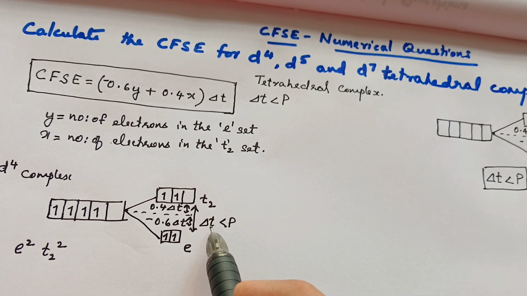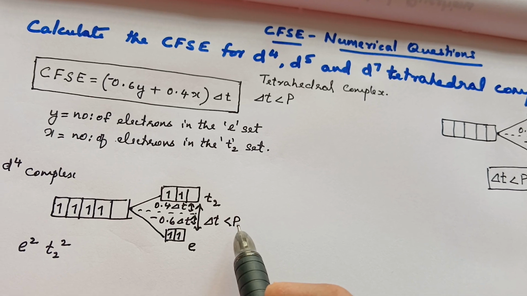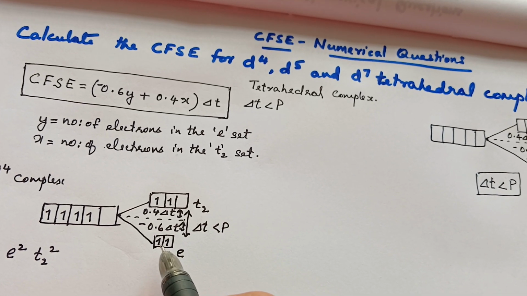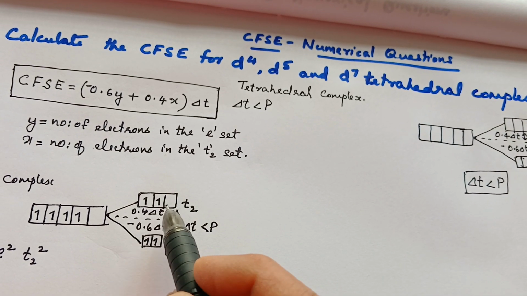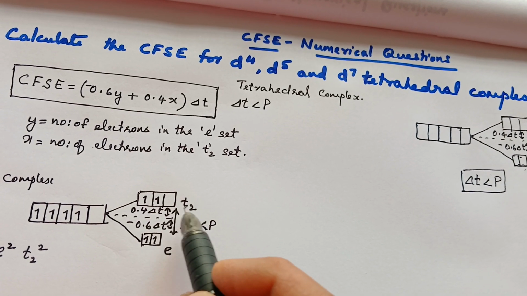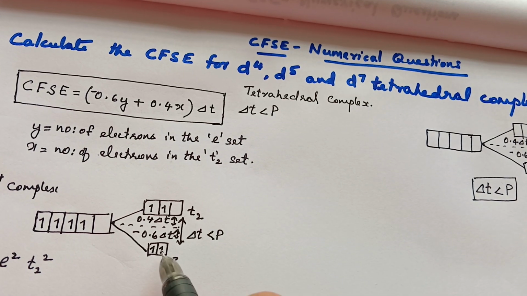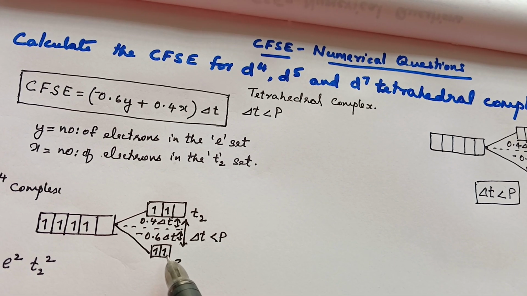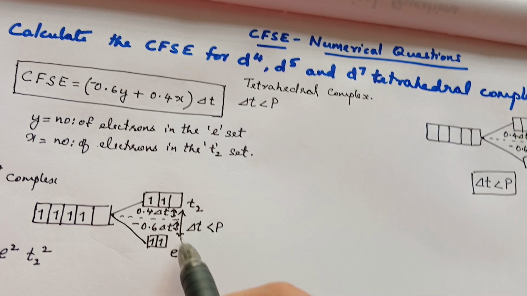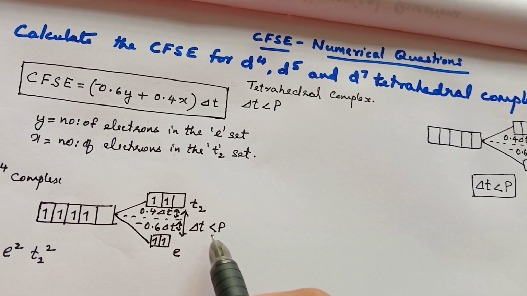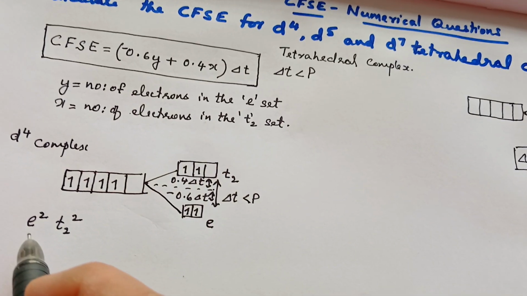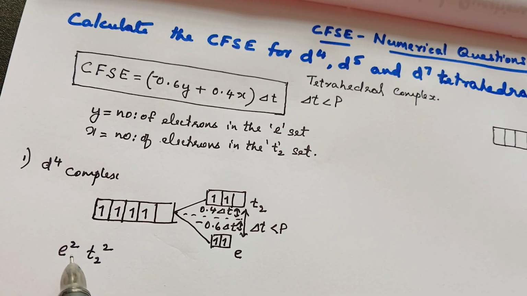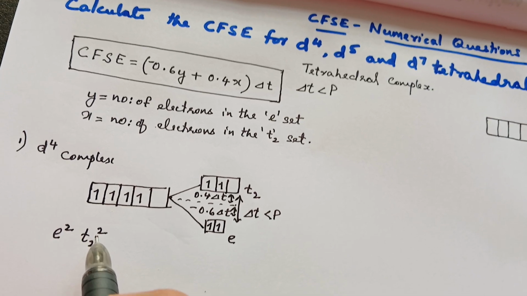And here also delta T is less than P. That is why the other two electrons are going to that T2 level. Otherwise they would have stayed here only. But this energy gap is less than the pairing energy, so they went to the T2 set. So the configuration is like this, E2, T2 2.